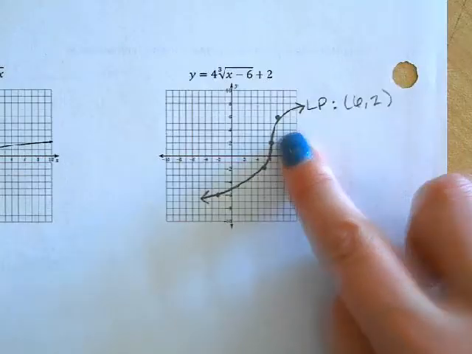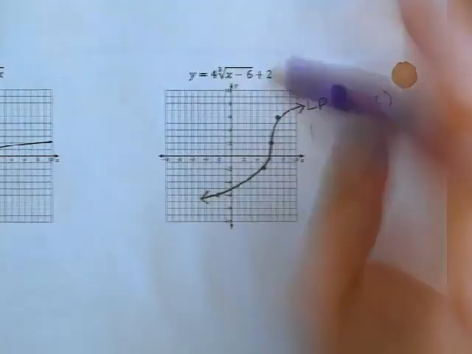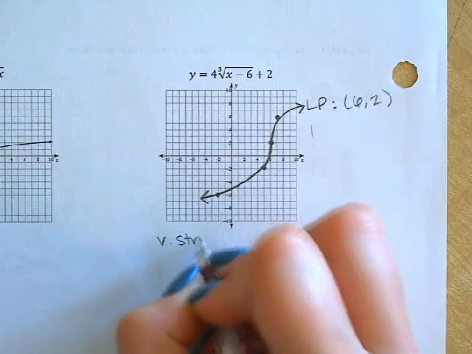Okay, so what are the transformations? We can go ahead and write those. Okay, vertical stretch of 4.